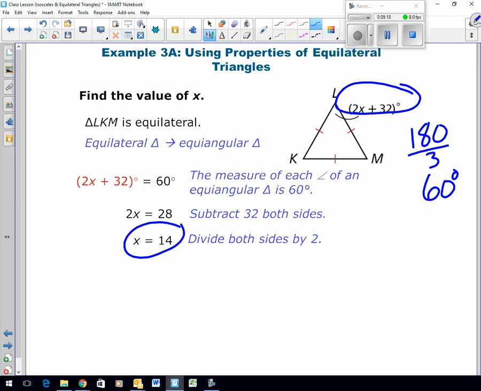Why couldn't you do 180? Well, what you could do is say, equal to 180 and check it out. If you want to do the long way, which isn't wrong, it's just way more steps than you need. If this is an equilateral triangle, it's equiangular, right? So that means that if this is 2x plus 32, this angle would be 2x plus 32, and this angle would be 2x plus 32, right? So all 3 of them would be congruent. So you could do this. 2x plus 32 plus 2x plus 32 plus 2x plus 32 equals 180. Do you see how that's way more work than you need?